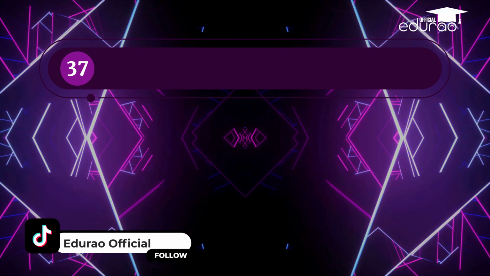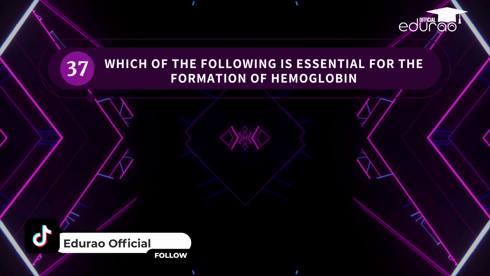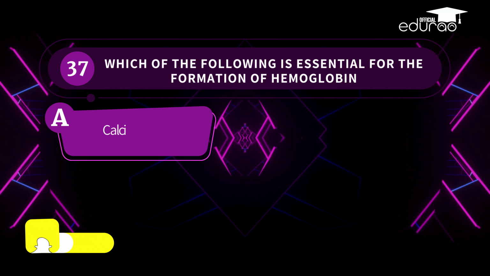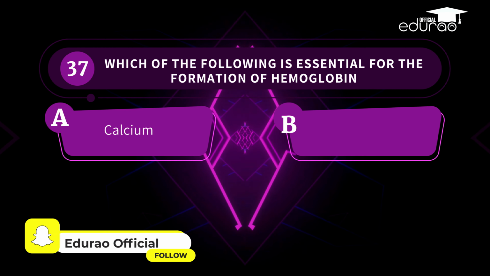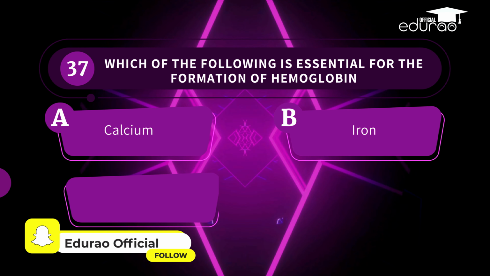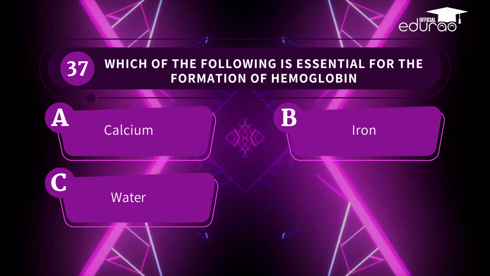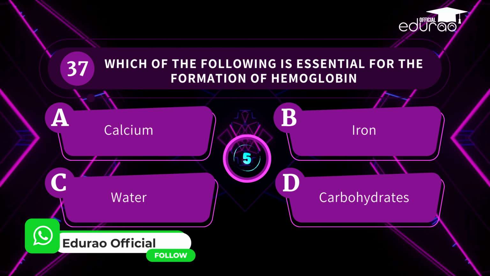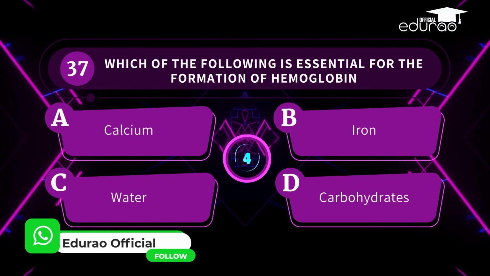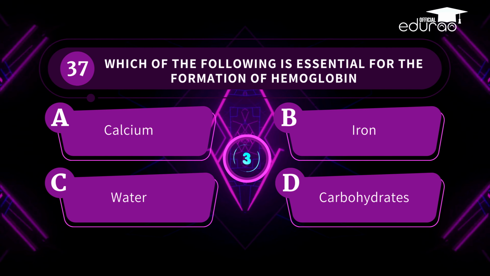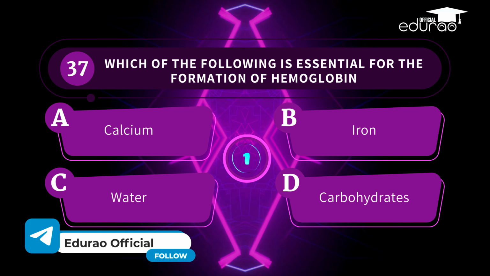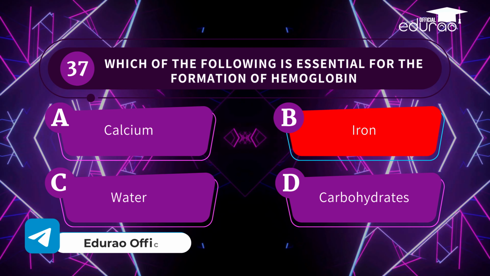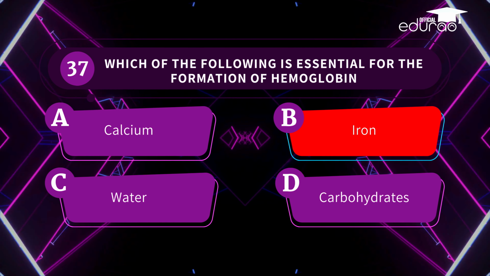Question 37. Which of the following is essential for the formation of hemoglobin? A. Calcium. B. Iron. C. Water. D. Carbohydrates. I appreciate your insight. The correct answer is iron.